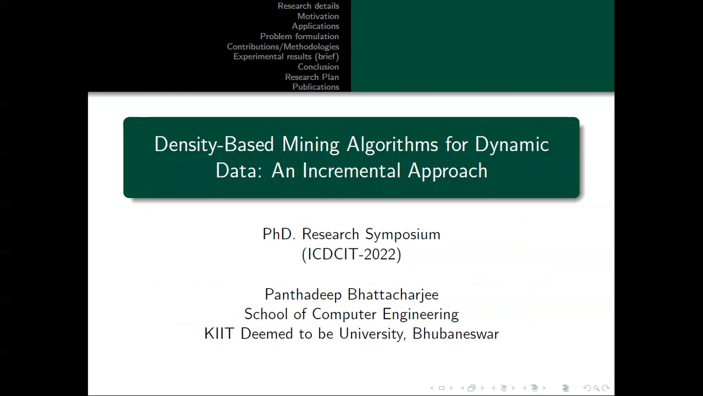So hello everybody. Myself Panthadeep Bhattacharjee and I am from School of Computer Engineering, KIT University, Bhubaneswar. So I'll be presenting the topic called density-based mining algorithms for dynamic data and incremental approach. So this is a part of the Ph.D. research symposium presentation of the ICDCIT 2022 conference.